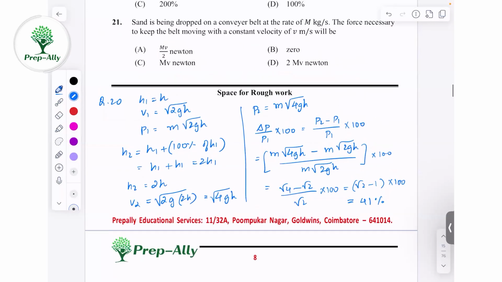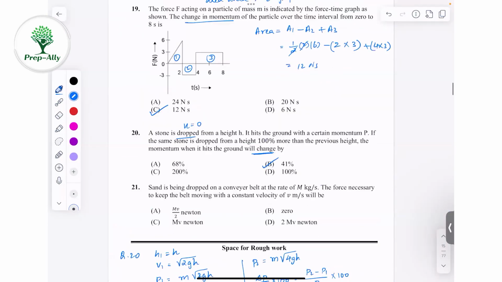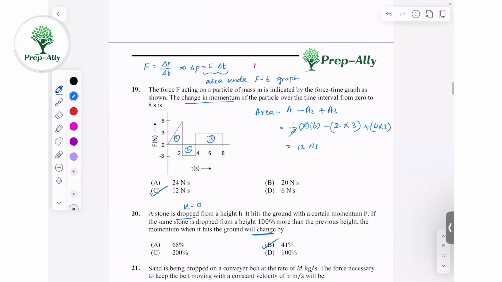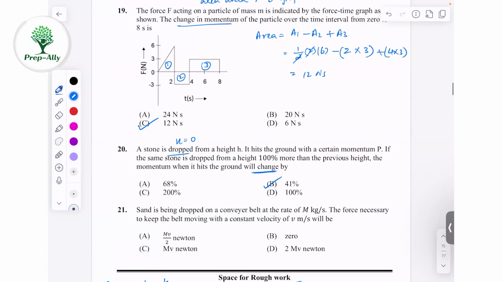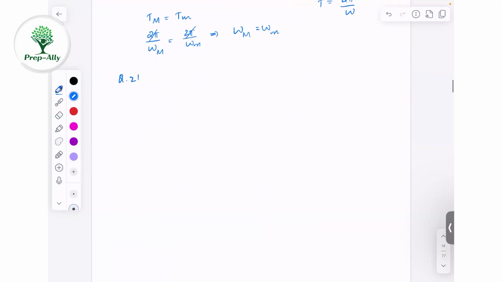Let us do this 21st question. Sand is being dropped on a conveyor belt at the rate of m kg per second. The force necessary to keep the belt moving at a constant velocity. Now, we have learned about Newton's second law. Newton's second law states that force is equivalent to the rate of change of momentum. So, force is rate of change of momentum. Now, momentum is the product of mass into velocity. So, force can be written as d by dt of m into v.